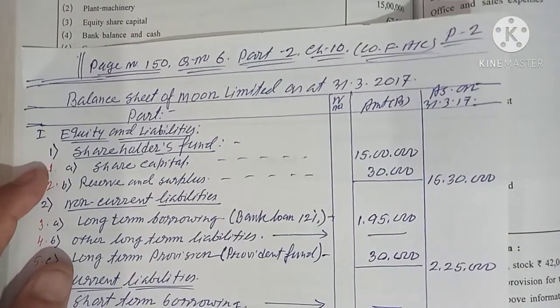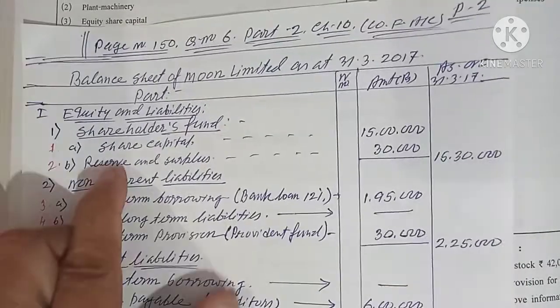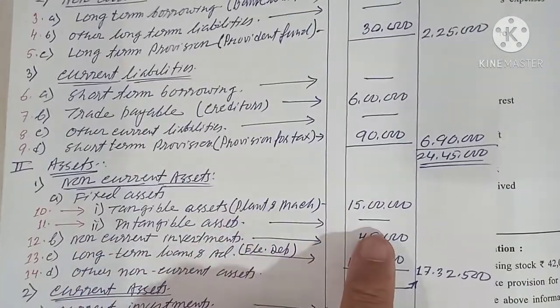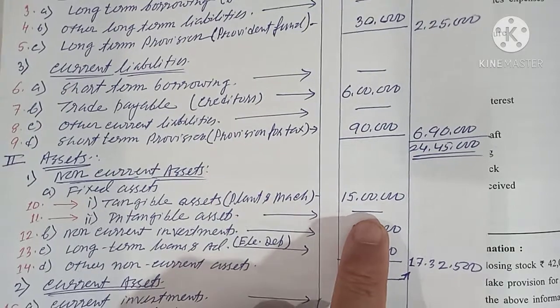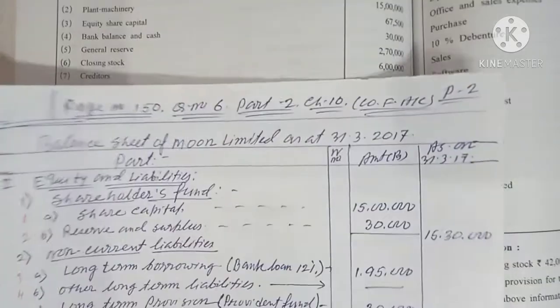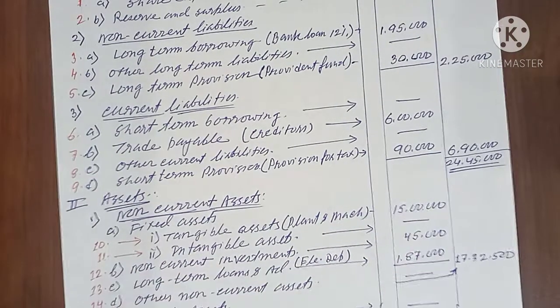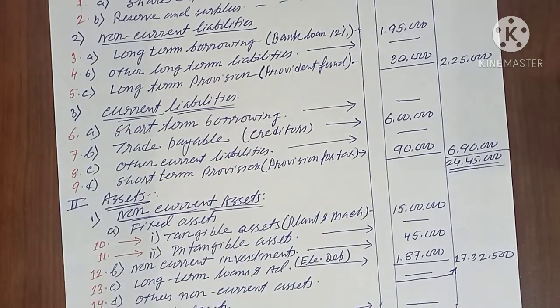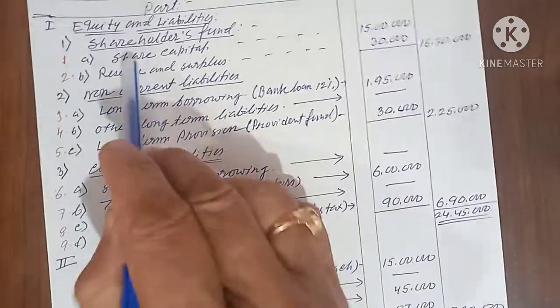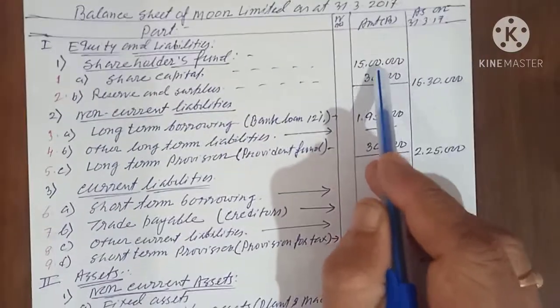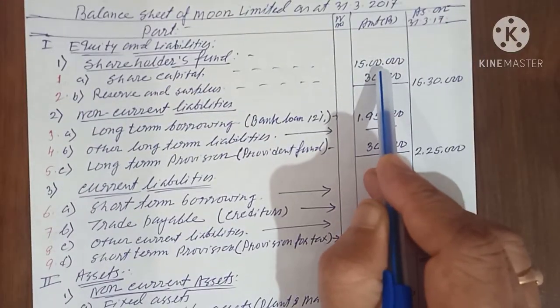Next is coming plant and machinery, 15 lakh. All of you know plant and machinery is fixed assets, 15 lakh. That is correct. Next you are getting, here you see, I want to keep it here so that you can understand. Plant and machinery is 15 lakh. Then equity share capital also 15 lakh. See it here, equity share capital 15 lakh.